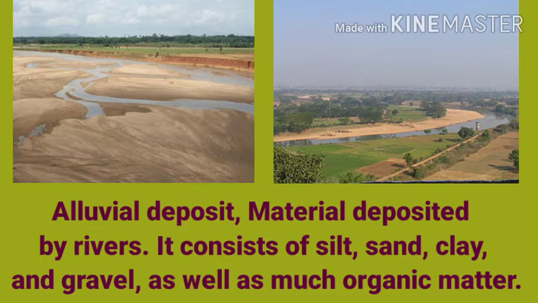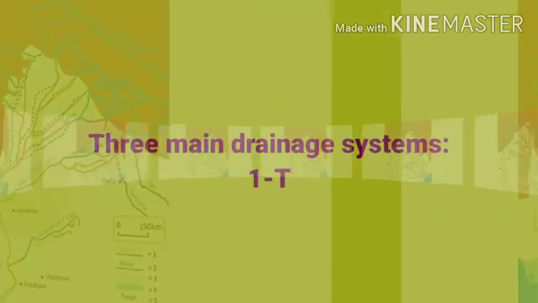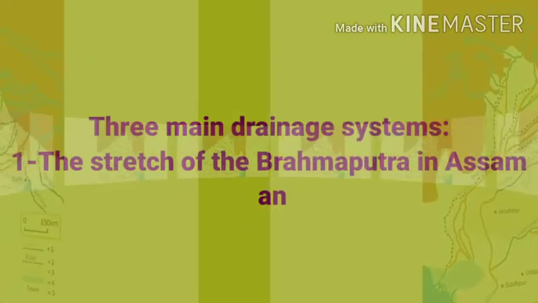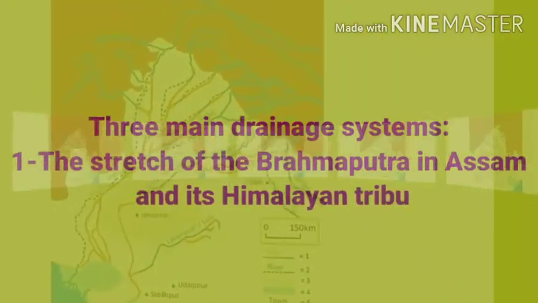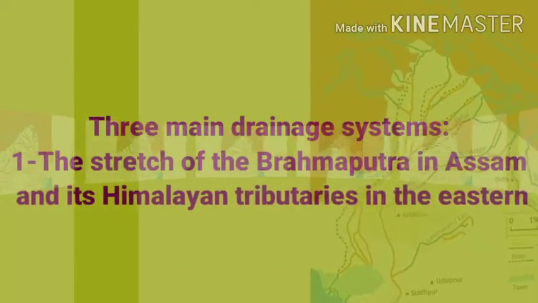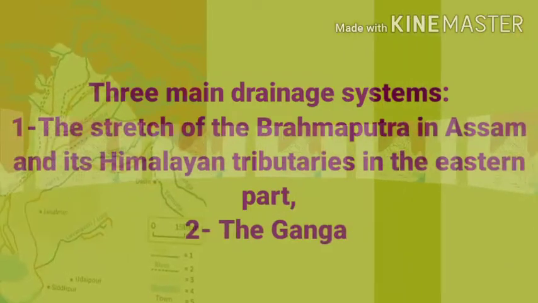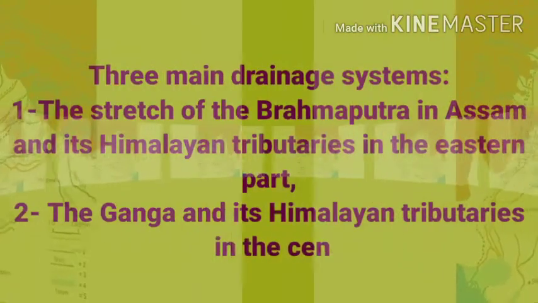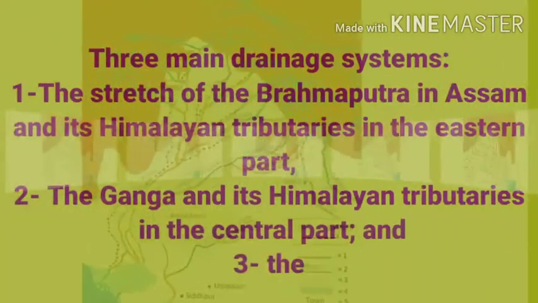and conglomerates supports this viewpoint. In due course of time, the Indo-Brahma River was dismembered into three main drainage systems. These drainage systems are: number 1, the stretch of the Brahmaputra in Assam and its Himalayan tributaries in the eastern part. Number 2, the Ganga and its Himalayan tributaries in the central part. And number 3, the Indus and its 5 tributaries in the western part.